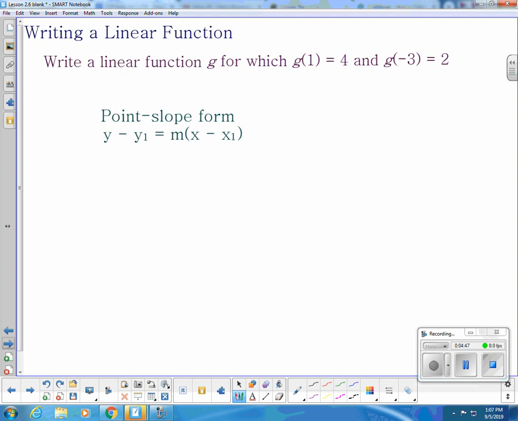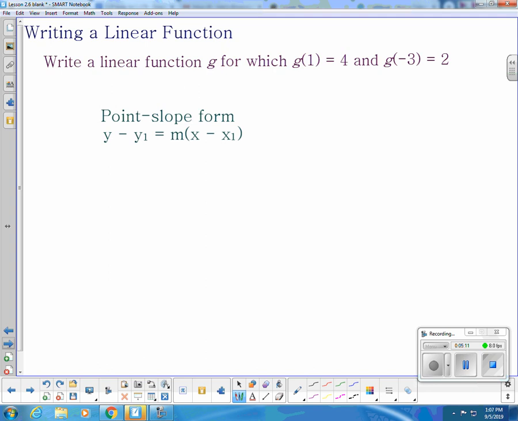So, earlier this year, this chapter, in fact, we wrote some lines, some equations of lines. What do we need to write an equation of a line? First thing we need is slope and maybe a point, something, right? So what did they give us here? Did they give us a point? Did they give us a slope?